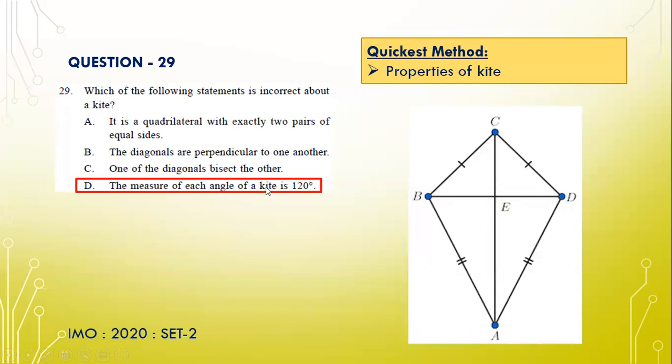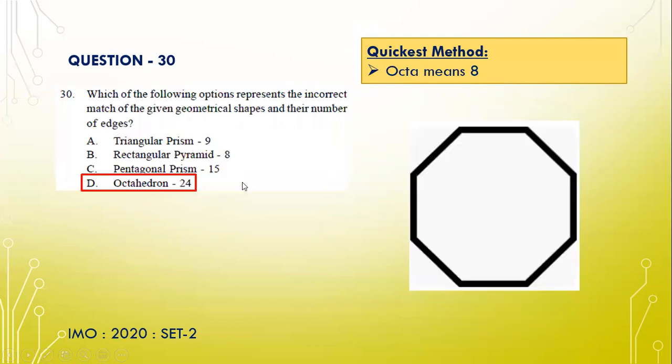And measure of each angle of a kite is 120 degrees. So we cannot be sure. We cannot be sure that this is 120 or 140 or 150, isn't it? It depends on the shape of the kite. But A, B, C are correct and D is incorrect.